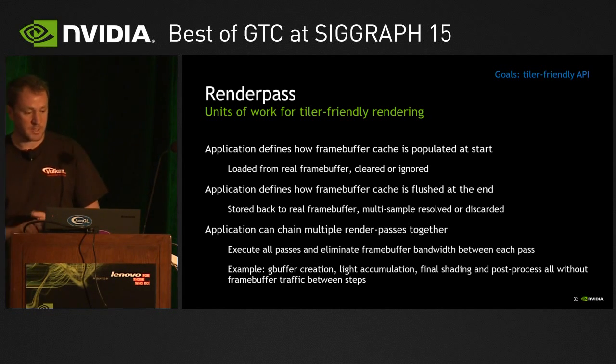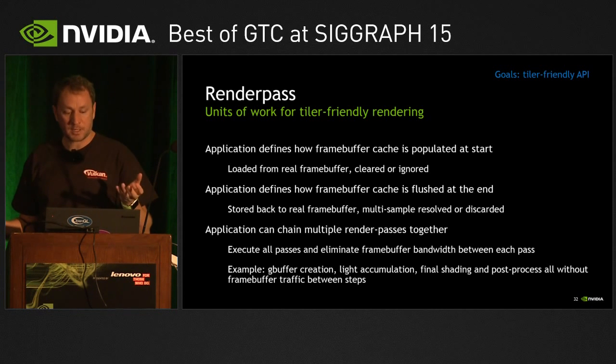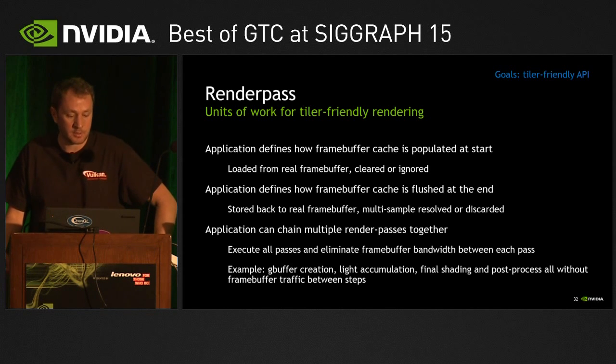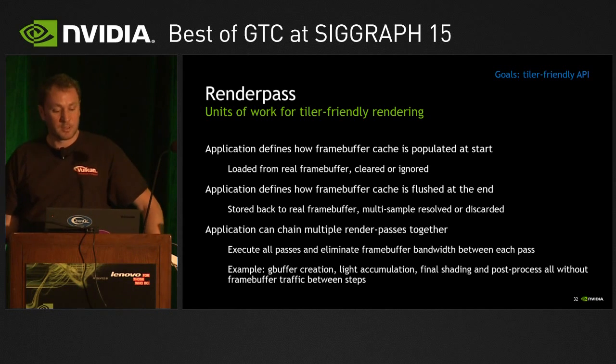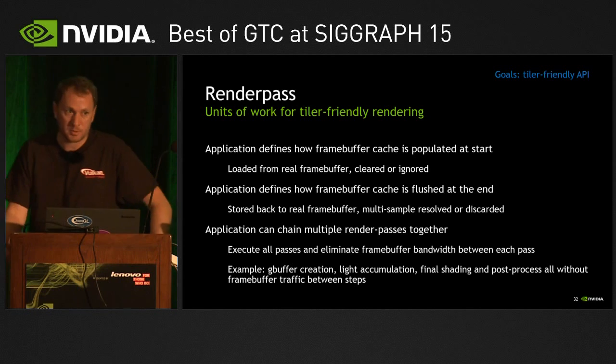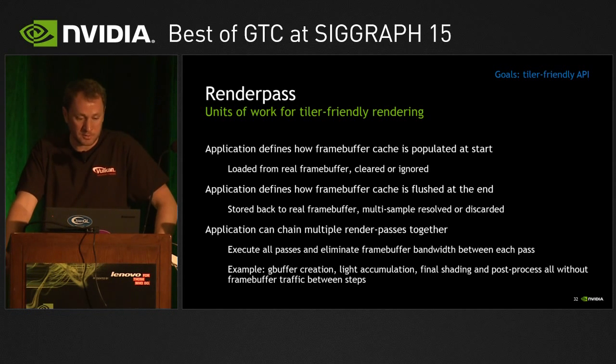Now, what a render pass does is it tells you how to populate your frame buffer cache before you do any rendering. So, for example, do you need to transfer data from the real frame buffer into your frame buffer cache? Can you just clear it to a value, or just ignore it? And then at the end of your render pass, this object tells you whether you want to save the results back to the frame buffer, do a multi-sample resolve, or just discard the results. For example, if it has side effects, you can just discard the results.